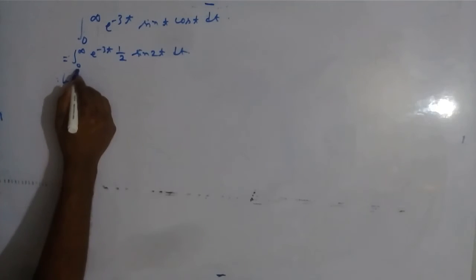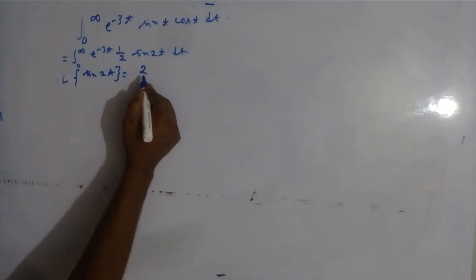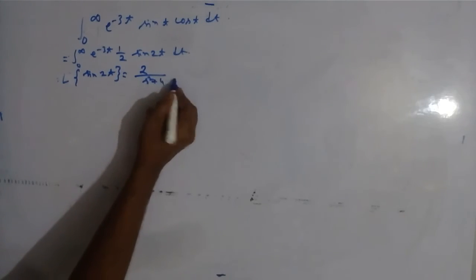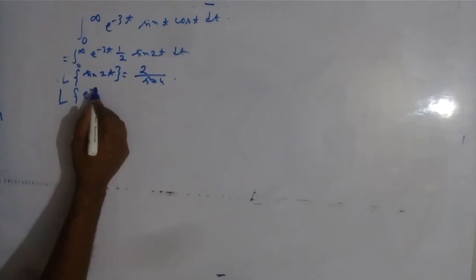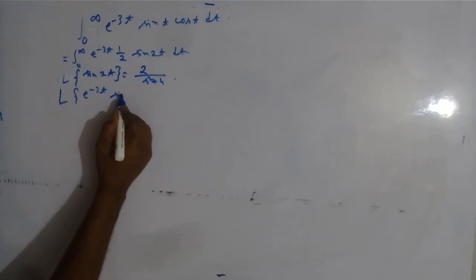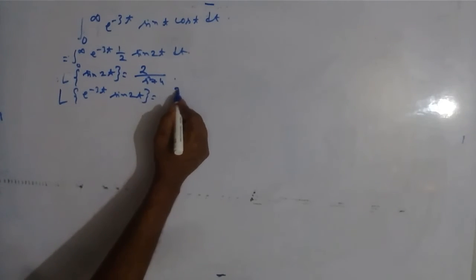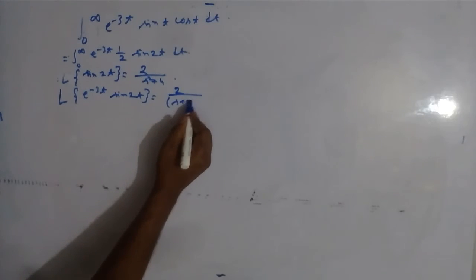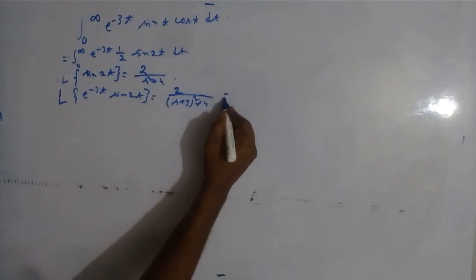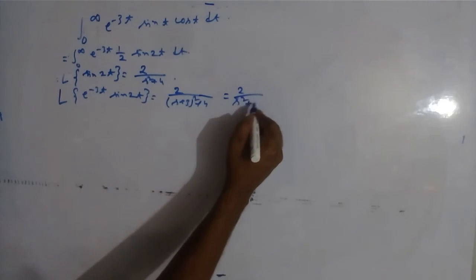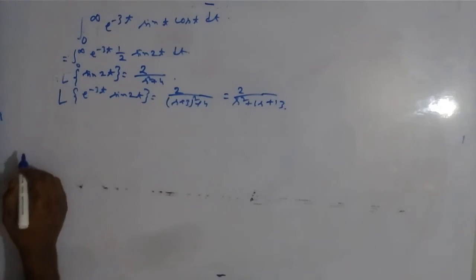Now we know that L of sin 2t is 2 by s square plus 4. If it is multiplied by e to the power minus 3t, then by the first shifting property it will be 2 by (s plus 3) whole square plus 4. And this is equal to 2 by s square plus 6s plus 9 plus 4, that is 13.